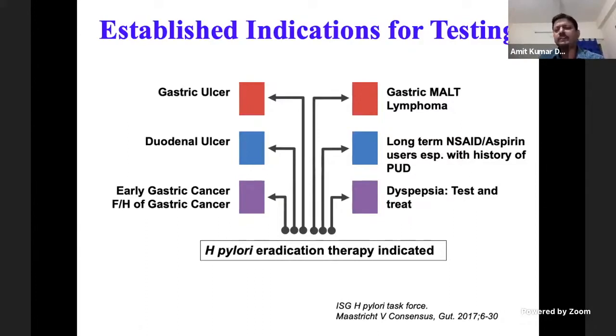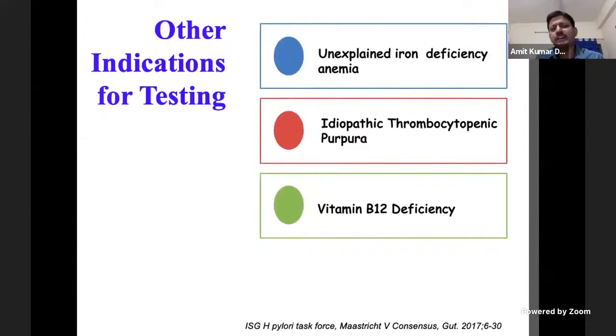There are multiple factors which contribute to dyspeptic symptoms. And one of the factors is H. pylori. In Western countries, they say you should do a test and treat strategy, where you check for H. pylori and eradicate if it is present in patients who are having dyspepsia. However, in India, because the infection is so common, we are not sure, and our ISG task force on H. pylori said that this should not be the first approach for dyspepsia. But this is one group where you can test for H. pylori.